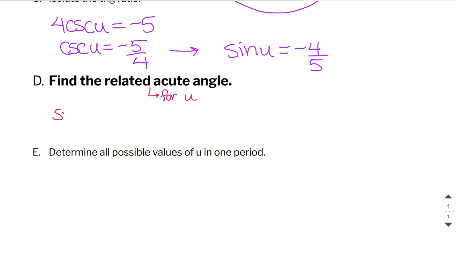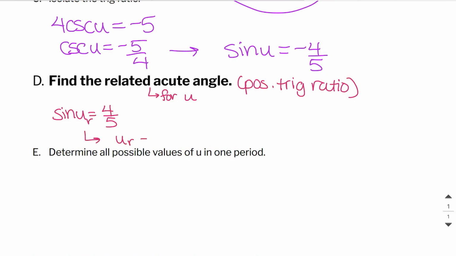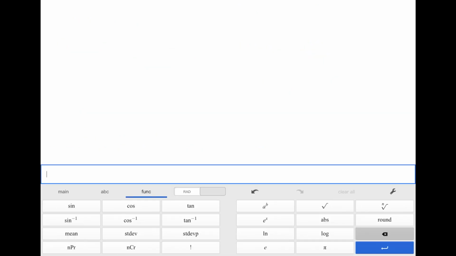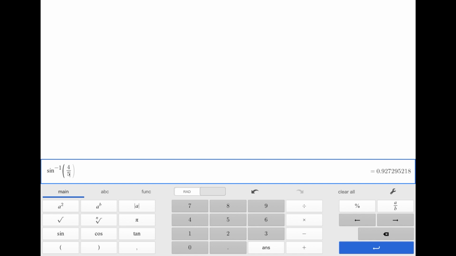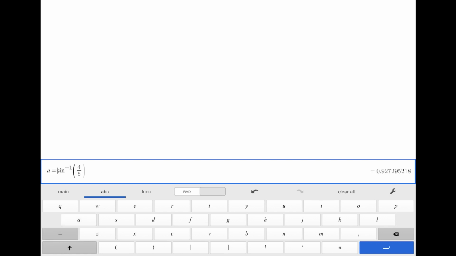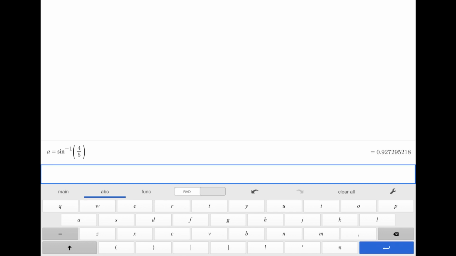To find a related acute angle, remember we have to use a positive ratio. So here, u is going to be u sub r, we'll call this u sub r for the related acute angle, the inverse sine of 4 over 5. So let's calculate what that is. I'm going to find the inverse sine of 4 over 5, and that tells us that our related acute angle is about 0.93. But I'm actually going to store this as a variable because this is not my final answer, and I want to use this exact value and not a rounded answer.